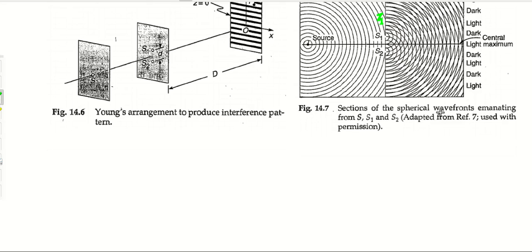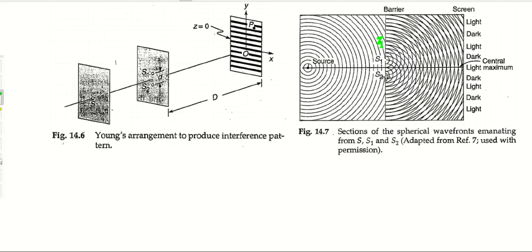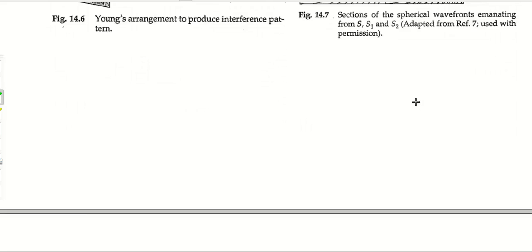So sustained interference is achieved here with respect to time, because those two new sources, S1 and S2, are part of the same source S, and they receive the same wavefront. So the initial phase difference between the two is the same, either 0 or a constant, and this is kept constant as the wavefront propagates from S1 and S2 and interferes in the forward region.